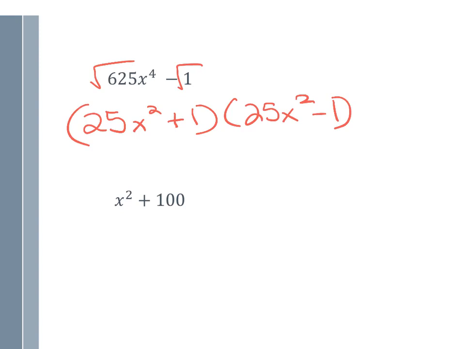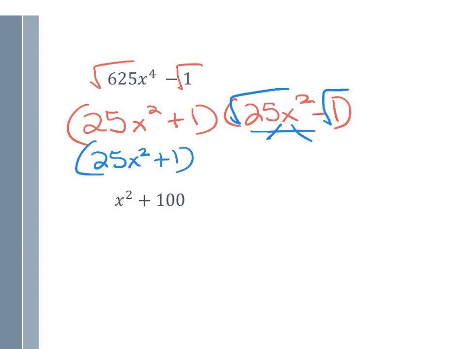Now again, your instructions are going to say factor completely. So notice the first one, I can't do anything because it's a plus sign and it is the sum of two perfect squares. But this one over here, they're still perfect squares. I can keep going. So the first one I'm just going to rewrite. And then the second one, I have to factor again. I square root the 25x squared and I square root the 1. So this becomes 5x plus 1 and 5x minus 1.